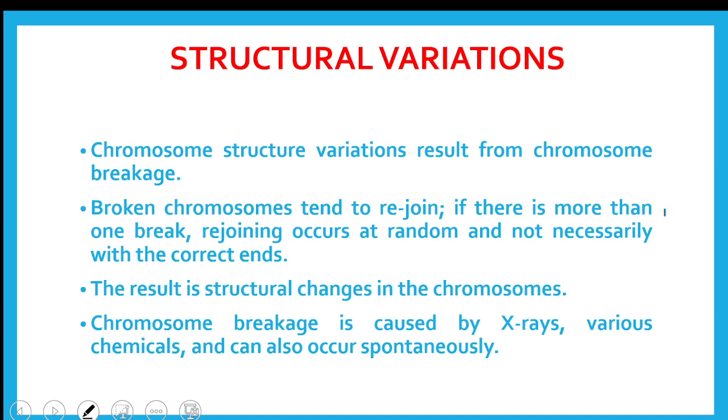If there is more than one break, rejoining occurs randomly and not necessarily with the same correct ends. That means it can rejoin with another chromosome also, or with the chromosome at a different location. We cannot say precisely what is going to happen. So these changes that result in chromosomes due to breakage and rejoining constitute structural changes.